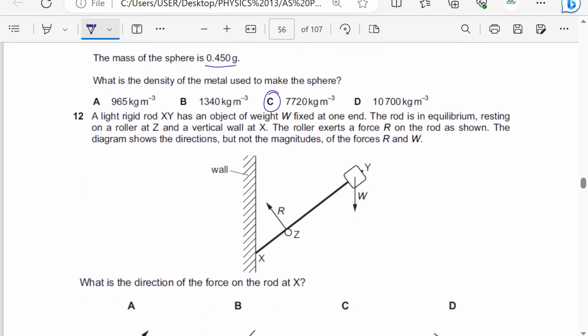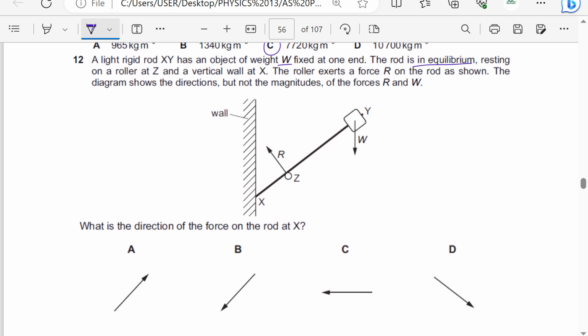A light rigid rod XY has an object of weight W fixed at one end. The rod is in equilibrium, resting on a roller at Z and a vertical wall at X. The roller exerts a force R on the rod as shown. The diagram shows the directions but not the magnitudes of the forces R and W. What is the direction of the force on the rod at X?